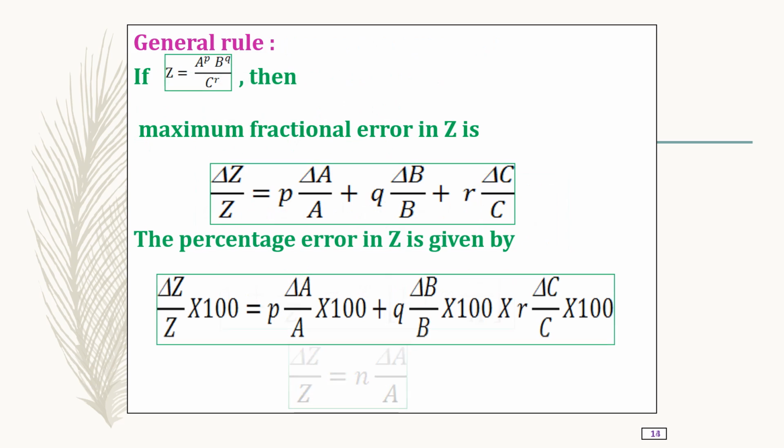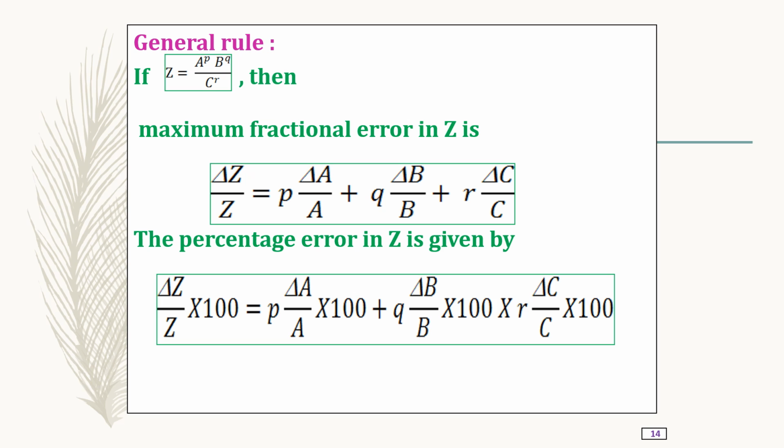Next one is your general rule. So the general rule, we'll write it as: if they are giving a value Z is equal to A power p, B power q divided by C power r, then the maximum fractional error in Z is given by delta Z by Z is equal to p into, the power which is there, that first you have to write, p into delta A divided by A plus q into delta B divided by B plus r into delta C divided by C.